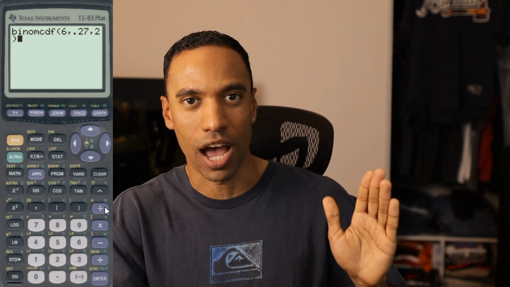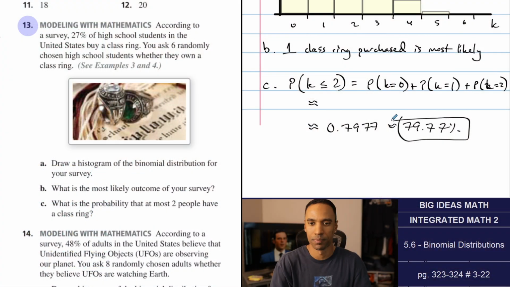You know how I said they're binom PDFs? They're also binom CDFs, cumulative distribution functions. 6 trials, 0.27 chance of occurring, and if I put a 2 here, it's going to add the 0, 1, and 2. It's going to add everything up from 0 to there. So this is going to be the answer. I'll first write out 0.7977 or 79.77%. So I'm writing that answer here.